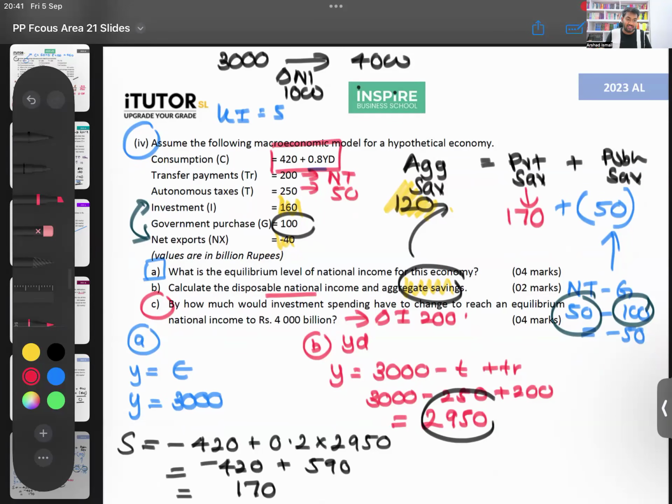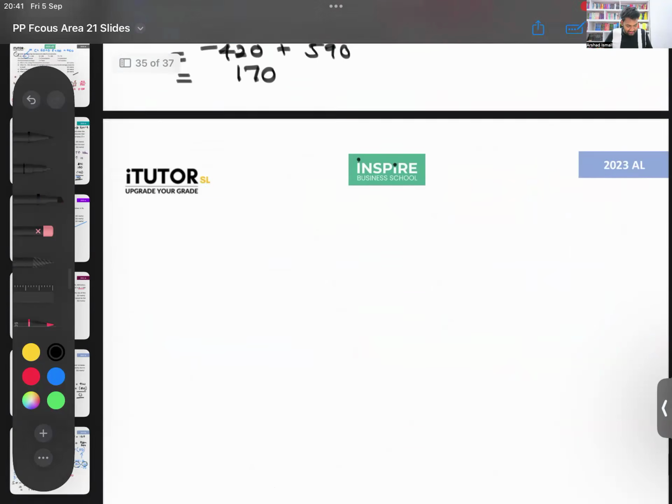They have given the alternative answer, and that will be an easy one. The previous one, aggregate savings. Another option is, remember in unit number 5, we learned I plus NX. So your investment is given as 160. Your net exports are given as minus 40. So then you get 120. That's easier. That is done.